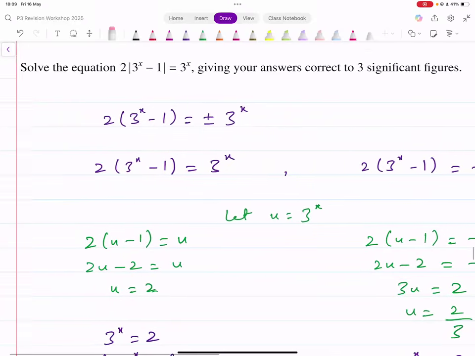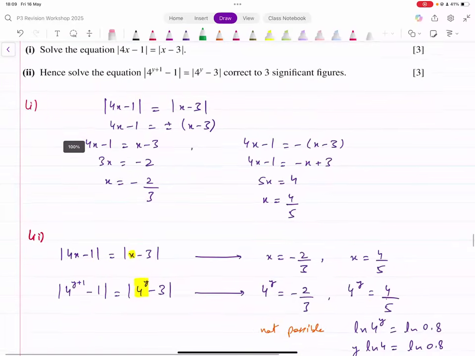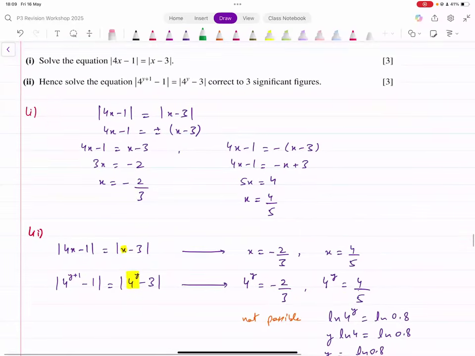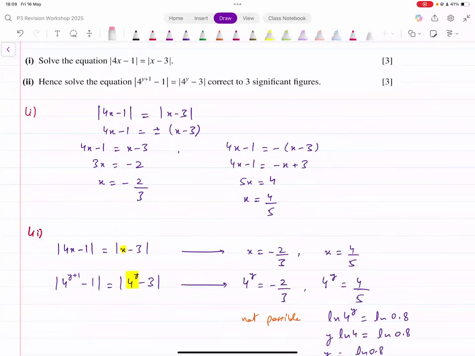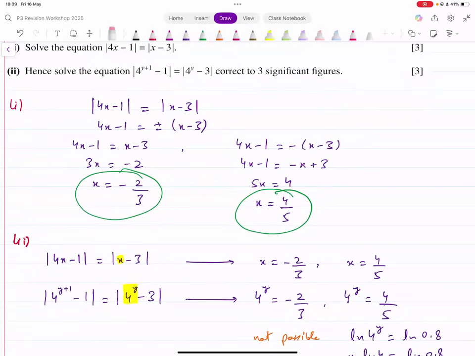All right. So sometimes you may have to use logs here as well when x comes up in the power like this. In this example, have a look at this. In the first part, they ask you to solve this equation. You solve it like you normally solve modulus equations. You get 2 values of x from that. x equals this and x equals this. And then in the second part, they say, hence solve this equation. Now, how is the first part related to this? You see, the second equation is very similar to that.